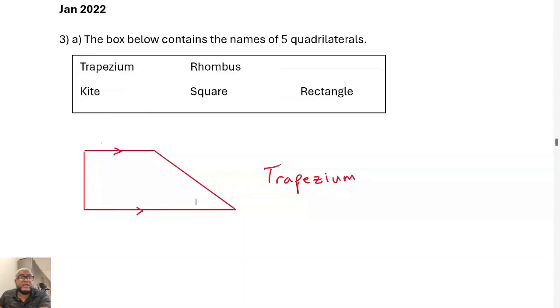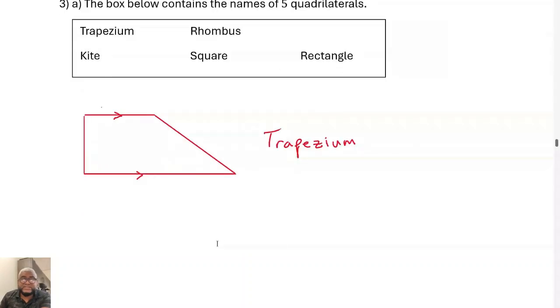You're supposed to know what that is, right? So this is January 2022. Let's go. This is a trapezium, 2 parallel sides. Okay. We go in rhombus. A rhombus is a shape where all 4 sides are equal, right? But it's not a square.